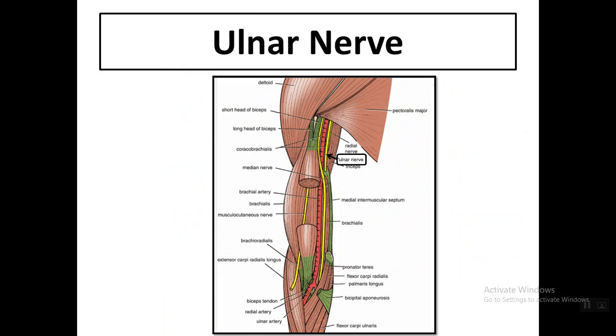Another nerve in the anterior compartment is the ulnar nerve. We can see here, this is the ulnar nerve. In the anterior compartment of the arm, it lies medial to the brachial artery. At the mid of the arm, it pierces the medial intermuscular septum with the superior ulnar collateral artery to pass to the posterior compartment. It will cross from the anterior compartment to the posterior compartment.